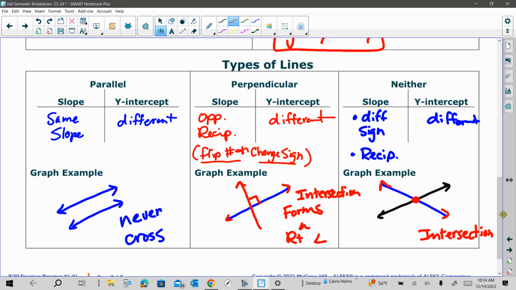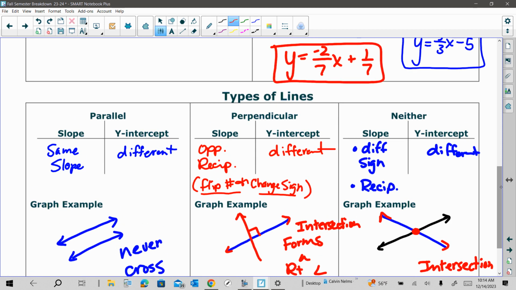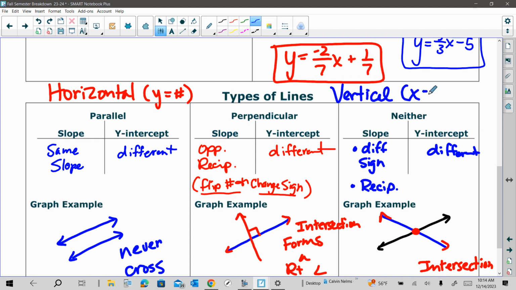The other types of lines I forgot to put on here, don't forget horizontal. If it's horizontal, it's y equals the number. And you have vertical lines. If it's vertical, it's x equals the number. Vertical is undefined, horizontal is 0.